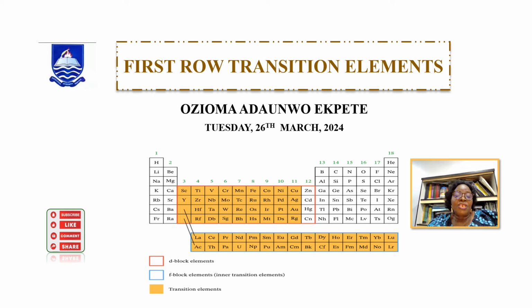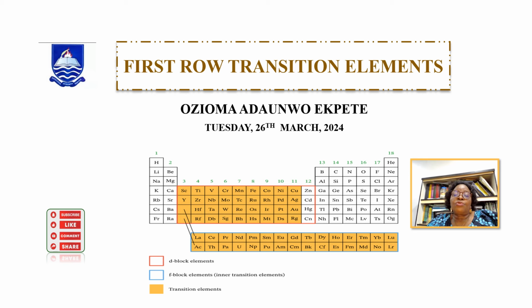We have the D block elements. They are also called D block elements because they have their D orbitals partially or completely filled. The F block elements are also called the inner transition elements. The F block are those from the lanthanides or the actinides. They are the ones below in the periodic table. That group below there, from La to Lu and then Ac to Lr, are the F block elements, but they also have D block elements.